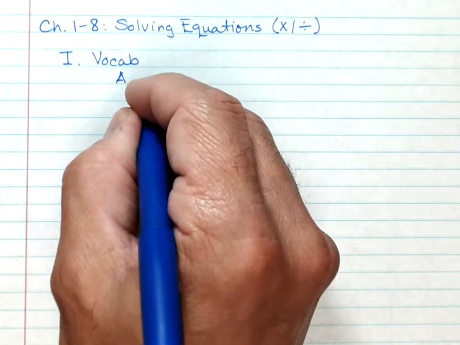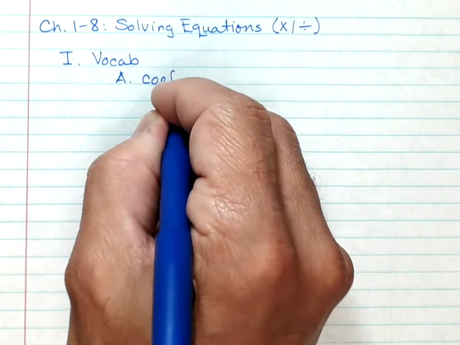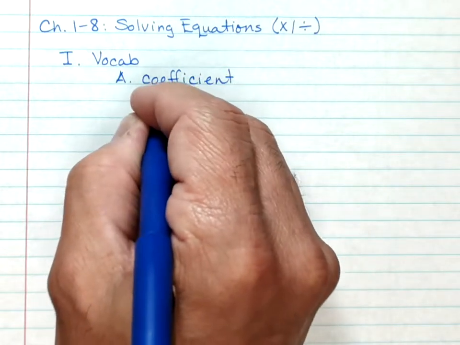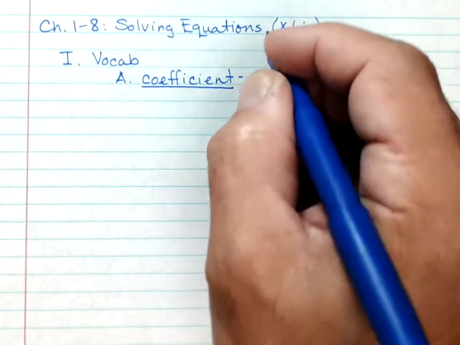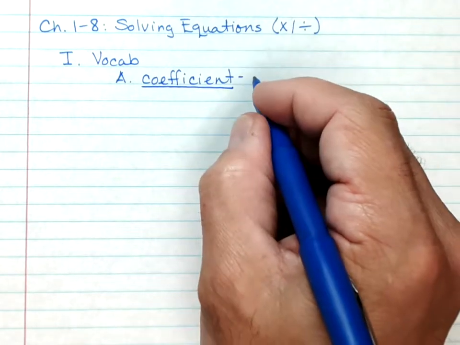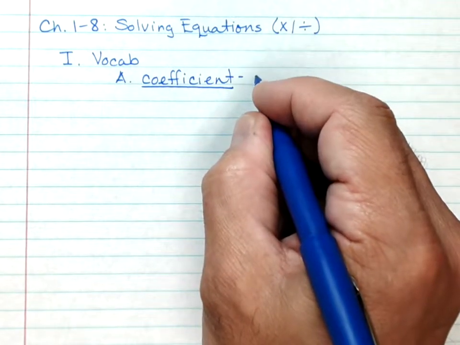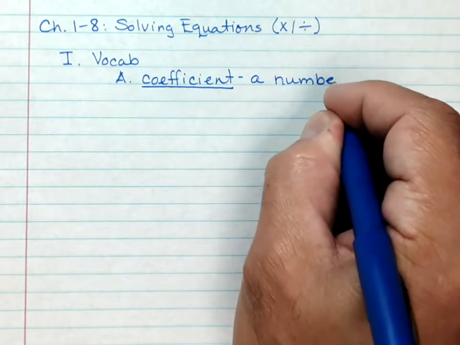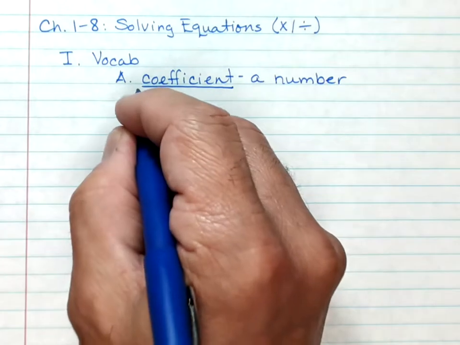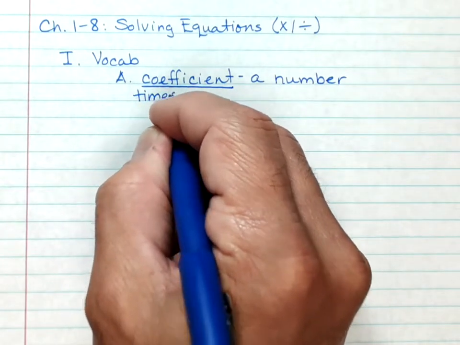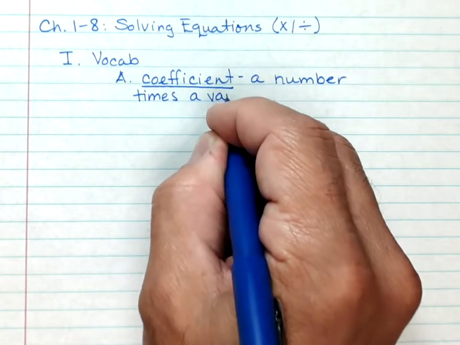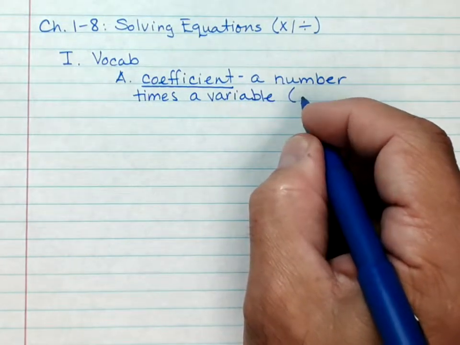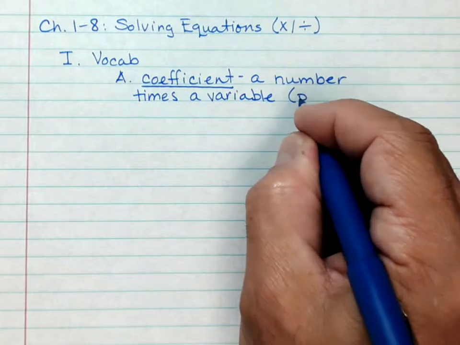The first word would be coefficient. And in class we decided to basically define it as a number times a variable. If you need any more on that, if you go to the glossary of your book, it's going to be on page G5.